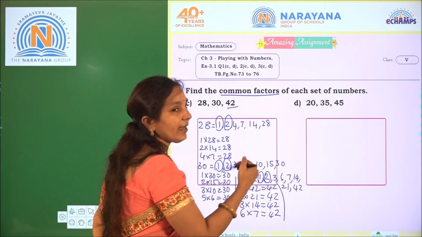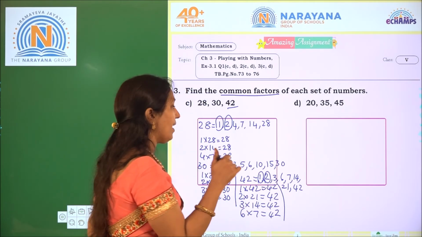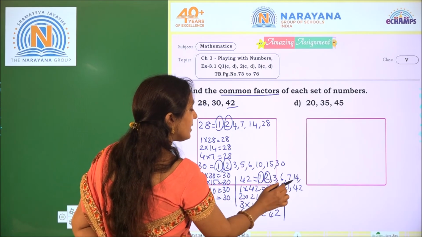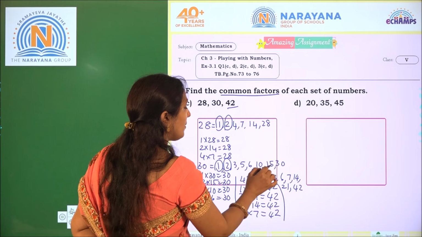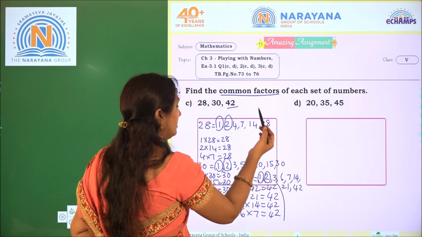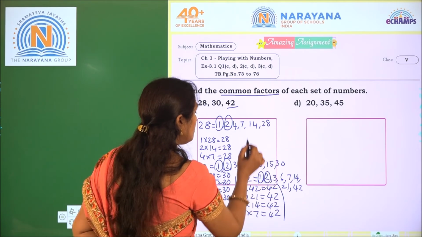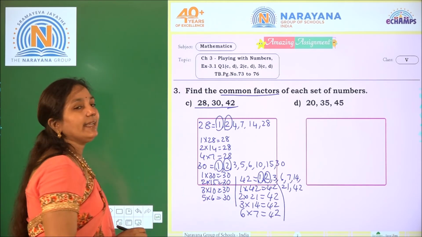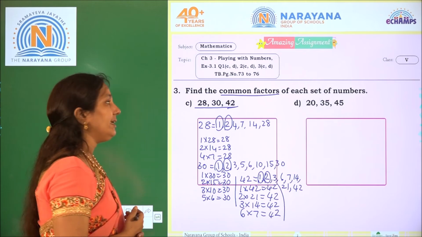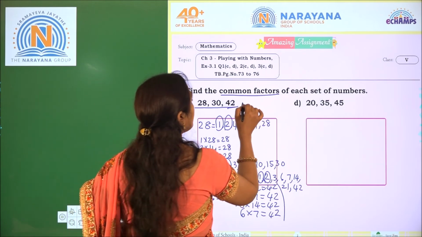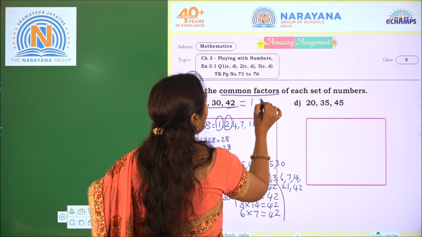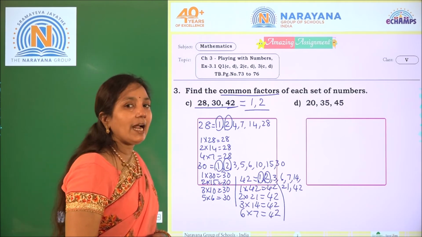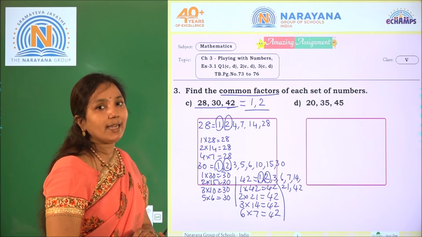We have to find the common factors of all 3 numbers. 14 is not there in 30. 28 is not there in the others. So these 3 numbers, 28, 30 and 42, have common factors only 1 and 2. The common factors of 28, 30 and 42 are 1 and 2.